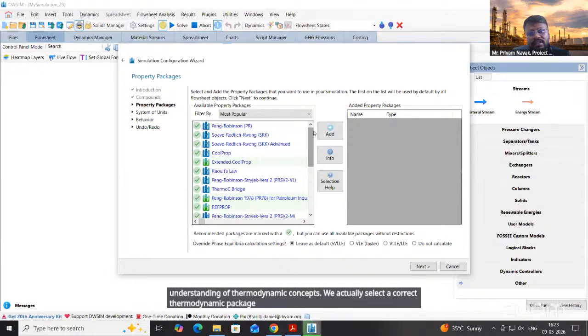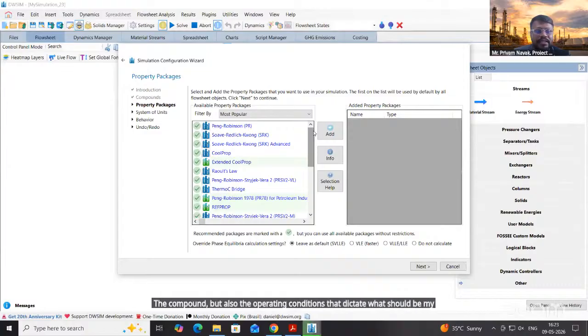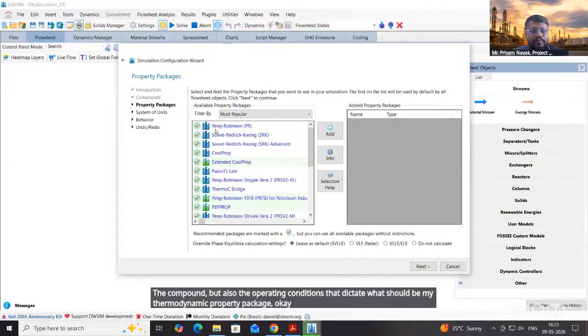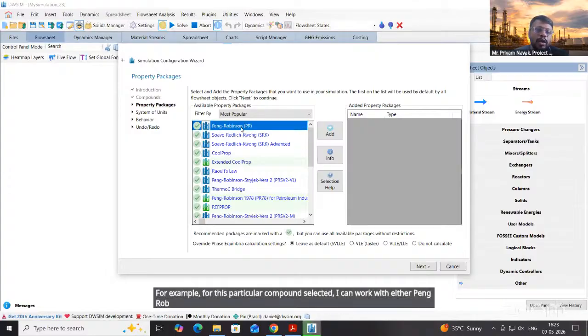Because it's not only the compound, but also the operating conditions that dictate what my thermodynamic property package should be. So, for example, for this particular compound selection, I can work with either Peng Robinson or Soave Redlich Kwong, because the system is a hydrocarbon system, and an equation of state model is suitable for such a system. So I've selected Peng Robinson for this.